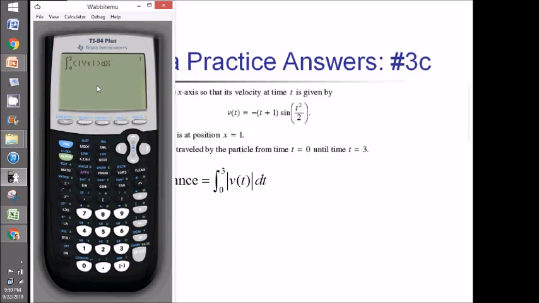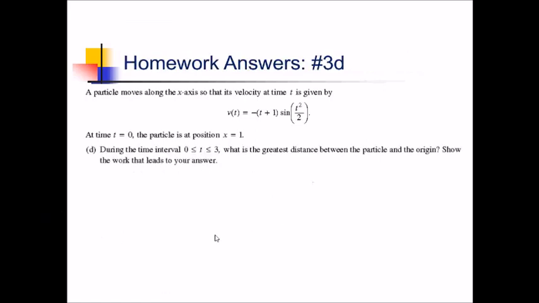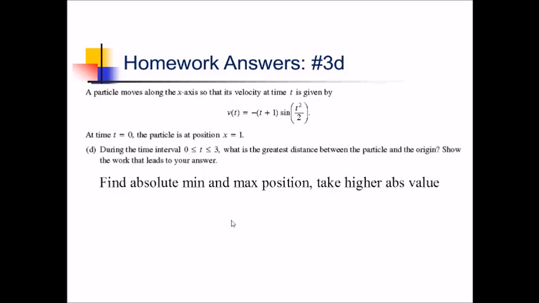It's just waiting for the calculator to do its thing. And we're waiting. It comes out to 4.334 apparently. So there we go. For this problem, during the interval from 0 to 3, we want to know the greatest distance between our particle and the origin, and then show our work. So we're essentially trying to figure out the absolute min and max position for this particle, and then we'll just use absolute value and take the higher of the two values.